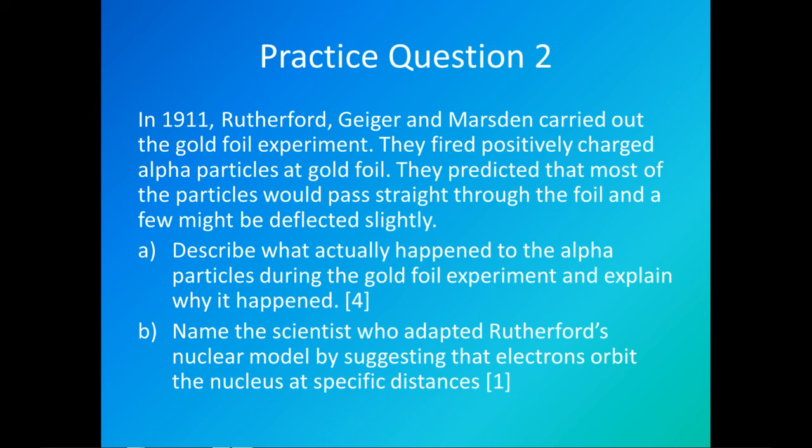Okay, our second practice question, which is a bit more involved. In 1911, Rutherford, Geiger and Marsden carried out the gold foil experiment. They fired positively charged alpha particles at gold foil. They predicted that most of the particles would pass straight through the foil and a few might be deflected slightly. Describe what actually happened to the alpha particles during the gold foil experiment and explain why it happened, for 4 marks. And then for 1 mark, name the scientist who adapted Rutherford's nuclear model by suggesting that electrons orbit the nucleus at specific distances. So if you want to pause the video here so you've got time to write down or at least have a think about those answers.